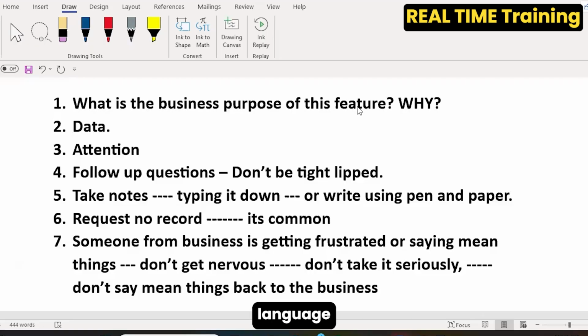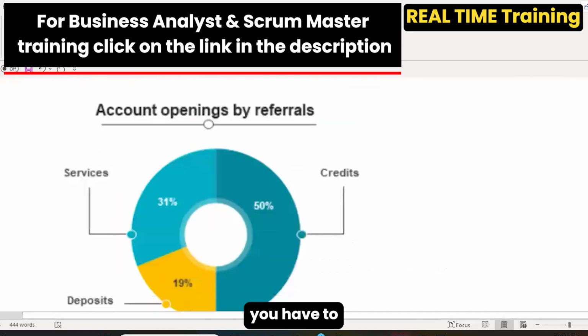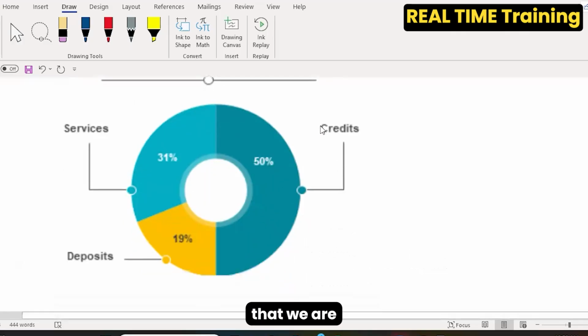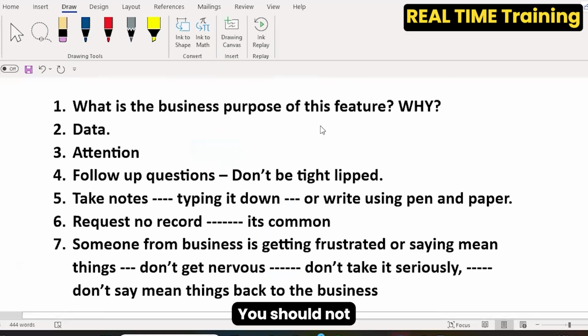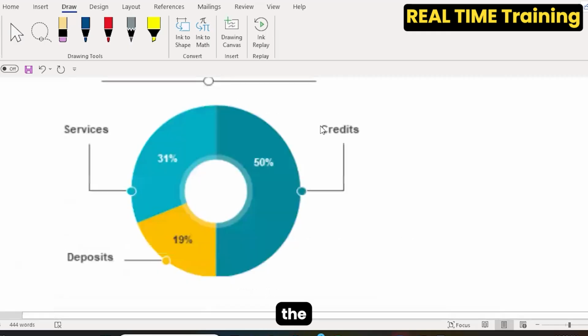Plus, whatever language I'm using, I want you to use that language in interviews, right? When you go to the interview, you have to talk about these 7 points, and you have to talk about the feature that we are working on, or the feature that you worked on. Of course, you can talk about theory, but limit it, and talk mostly about what you worked on and mostly about the feature, right?